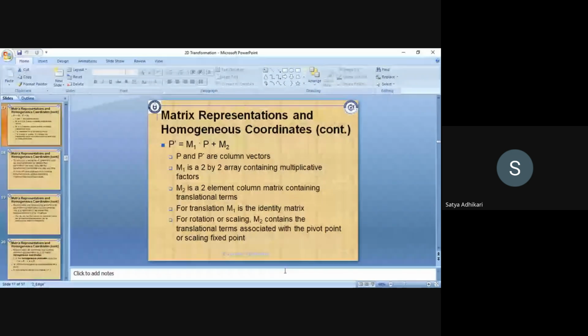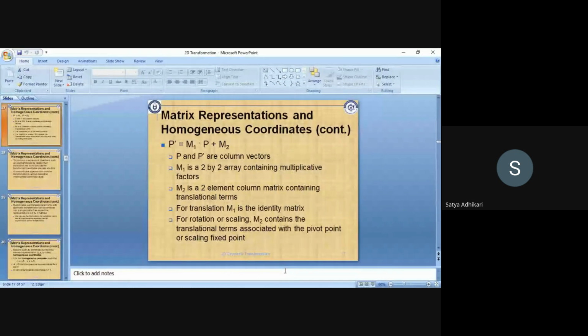P dash equals M1 into P plus M2, where P and P dash are column vectors. M1 is a 2 by 2 array containing multiplicative factors. M2 is a 2-element column matrix containing translation terms. For translation, M1 is the identity matrix.